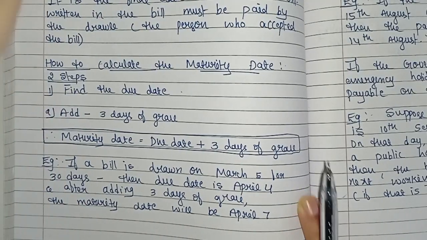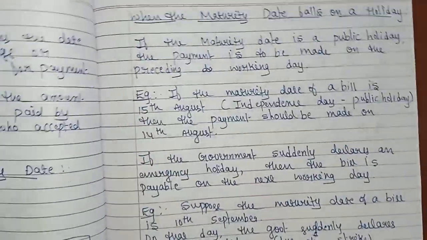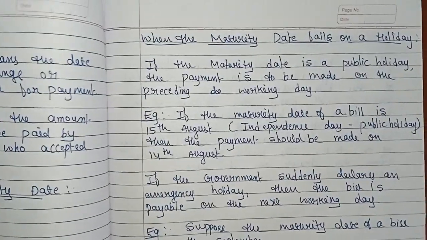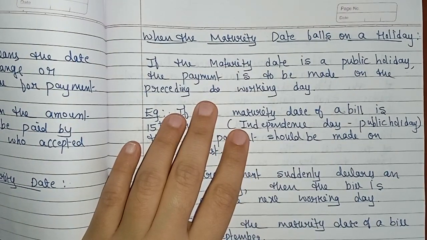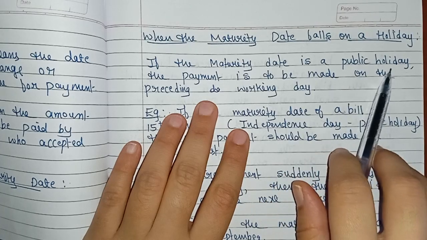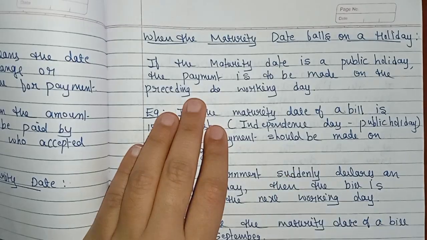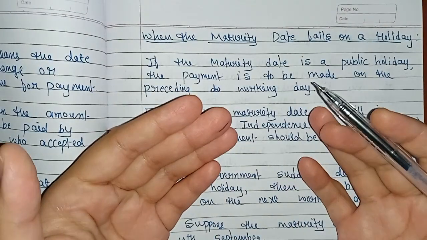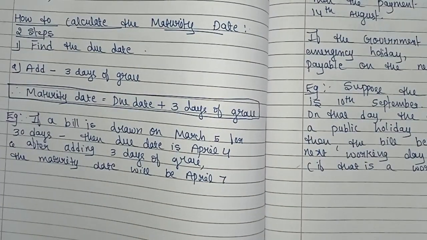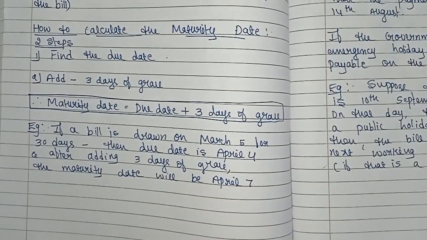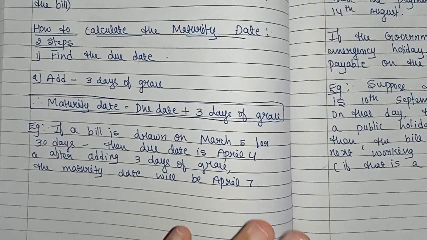Clear? So, see next. When the maturity date falls on a holiday, how do we calculate the maturity date? If the maturity date is a public holiday, the payment is to be made on the preceding working day, that is the previous working day. In our example, suppose April 7th is a public holiday. You have to make the payment on April 6th, the preceding working day.